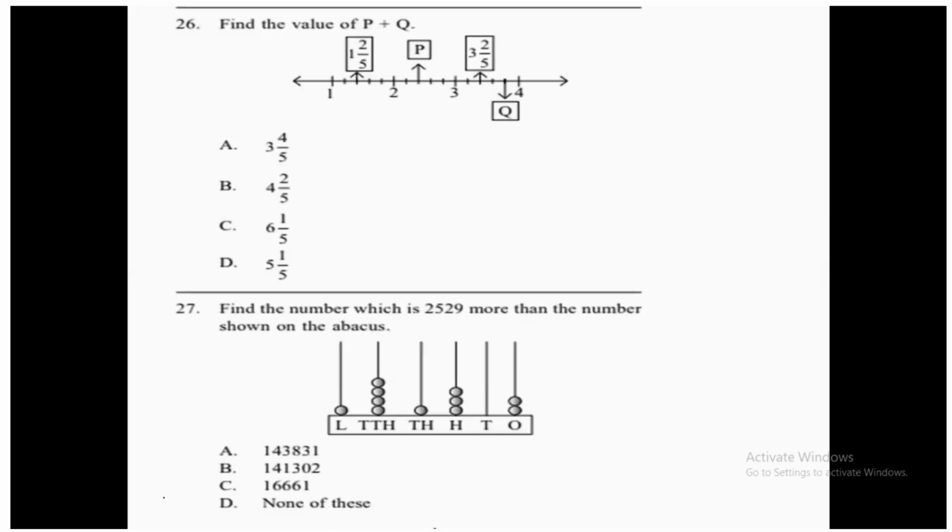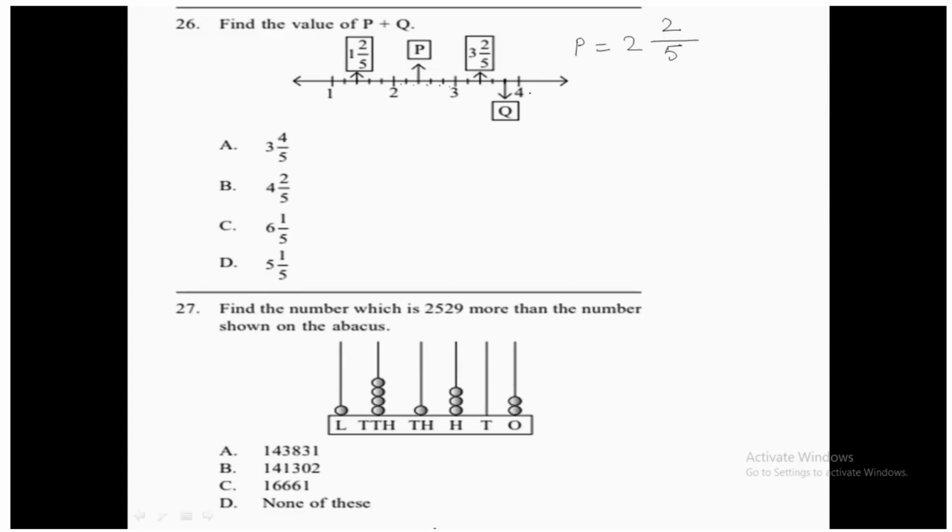So what is question number 26 asking for? We need to find the value of P plus Q here. Let's find out the value of P. You can see P is represented by this. So this is 1, this is P. The value of P will be, P is after 2, so we can write 2 over here. Now how many sections are there? 1, 2, 3, 4, 5. So we can write 5 over here. Out of 5 sections, P is on the second one. So the value of P will be 2 whole 2 by 5.